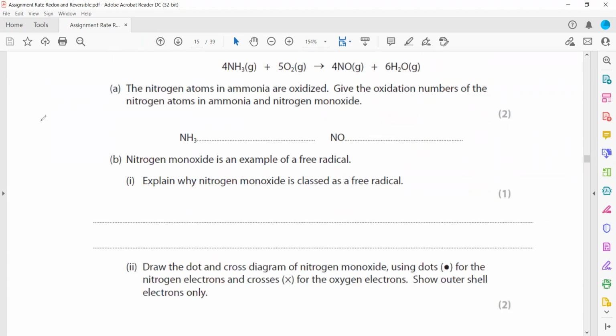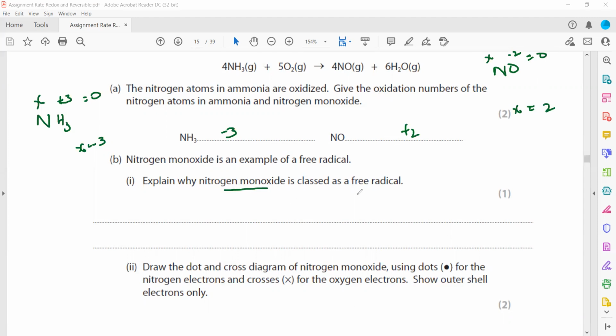So how can we work it out? In NH3, each hydrogen is +1, 3 hydrogen will be +3, and nitrogen is X. The overall molecule is 0. So X plus 3 is equal to 0, so X is -3. But in NO, the overall molecule is neutral, and each oxygen is -2, so nitrogen is X. So X minus 2 is 0, so X is +2. So -3 turned into +2, which means that is oxidation.